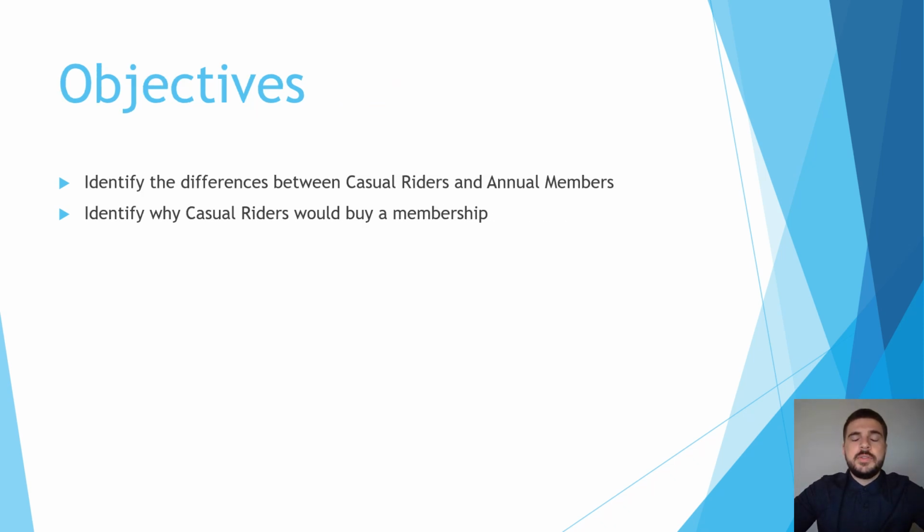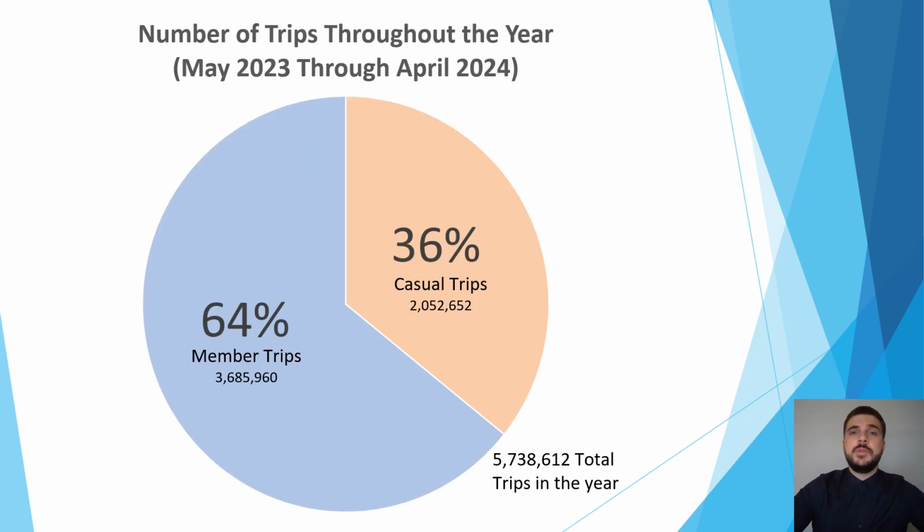Here are the objectives for this project. Firstly, we're going to find the differences between casual riders and annual members. Secondly, we're going to identify why casual riders would buy a membership. The reason these are the goals for the project is because, if you recall, the goal of Cyclistic is to convert casual riders into annual members. Now let's get into the visualizations.